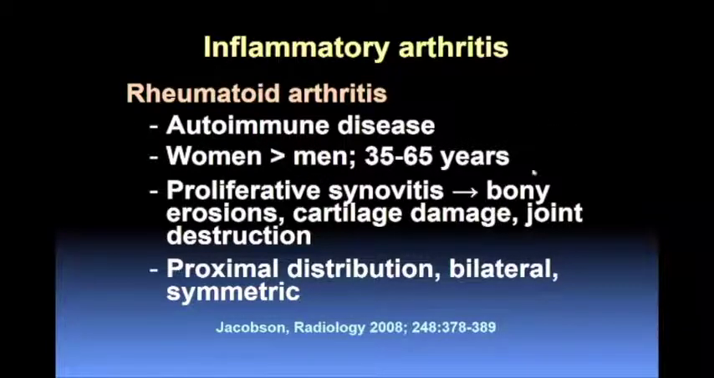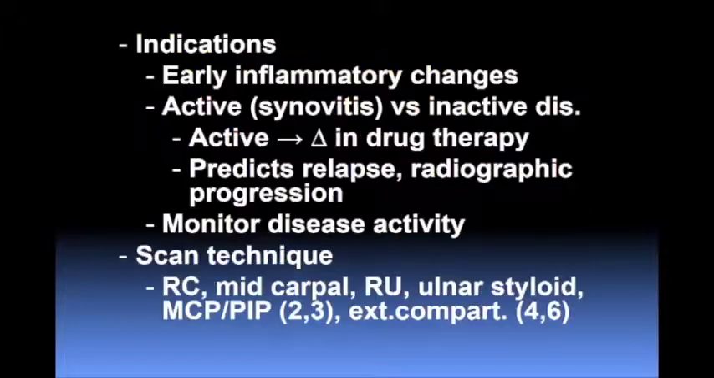It's an autoimmune disease, more common in women than men, usually in the age range of 35 to 65. What you have is a proliferative synovitis that causes bony erosions, cartilage damage, and joint destruction. Tends to have a proximal distribution. It's usually bilateral, and it's also symmetric. I find it very difficult if I don't have clinical information, which we usually do, about the patient's history, the clinician's physical exam, what their laboratories show, and hopefully hand radiographs as well. I think all of that is really important to be able to make an appropriate diagnosis.